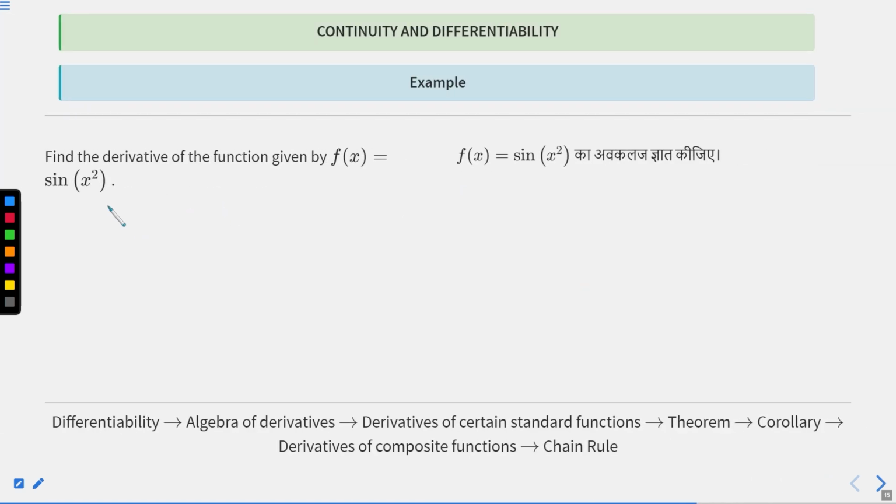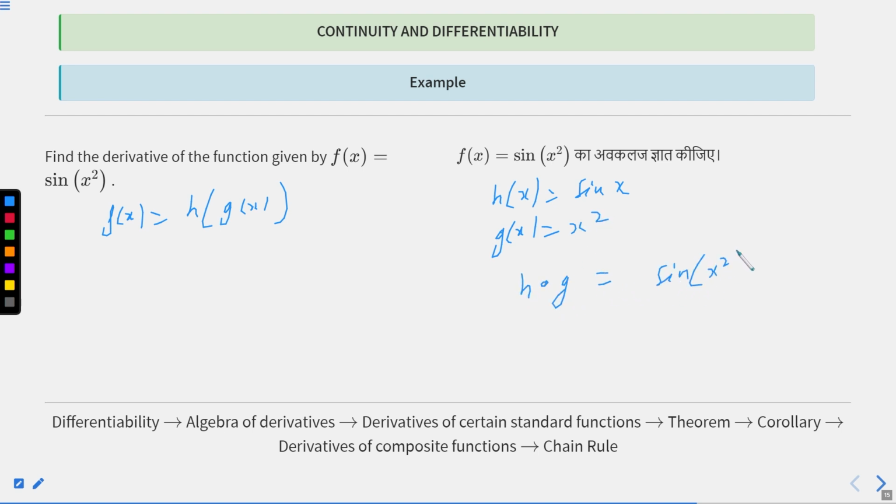Let us see some examples. So f of x is the composition of h and g of x. What is h? h of x is sin x, g of x is x square. This means h of g will be sine of x square. This means d of f by dx will be the same as, using this thing as t, dh by dt multiplied by dt by dx. So what will dh by dt be? You all know.